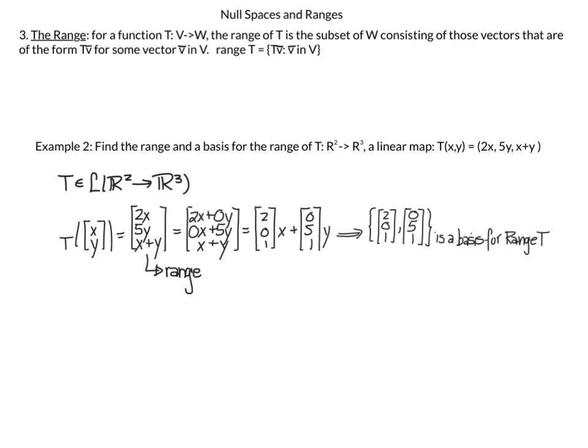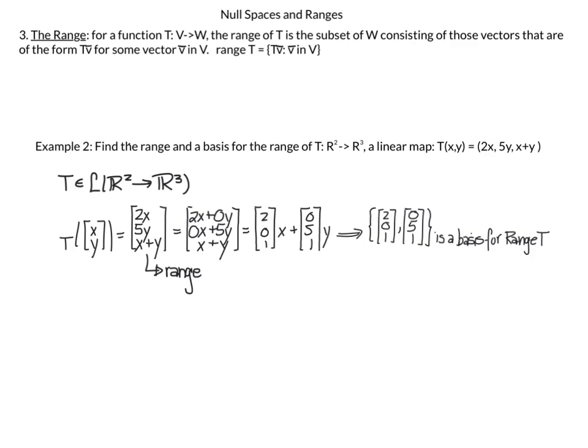Sometimes I like to write this out. T then is a linear map from R2 to R3. So just to look at it in vector form, T of (x, y) is equal to (2x, 5y, x plus y). So this here is exactly the range. It's kind of strange it asks for the range, but this is exactly it. This is what the vectors T of (x, y) look like.